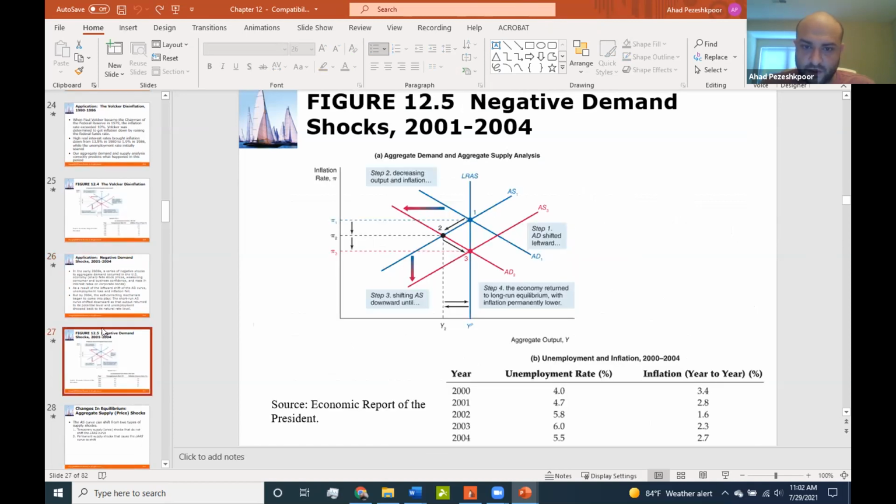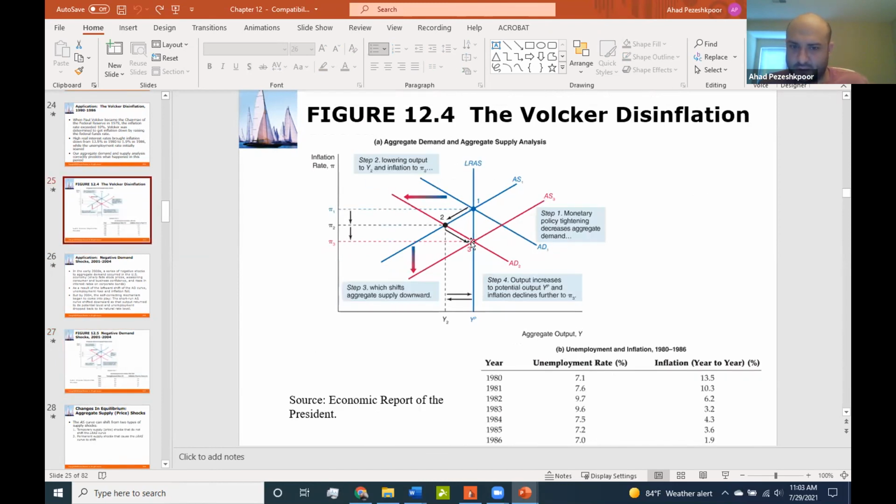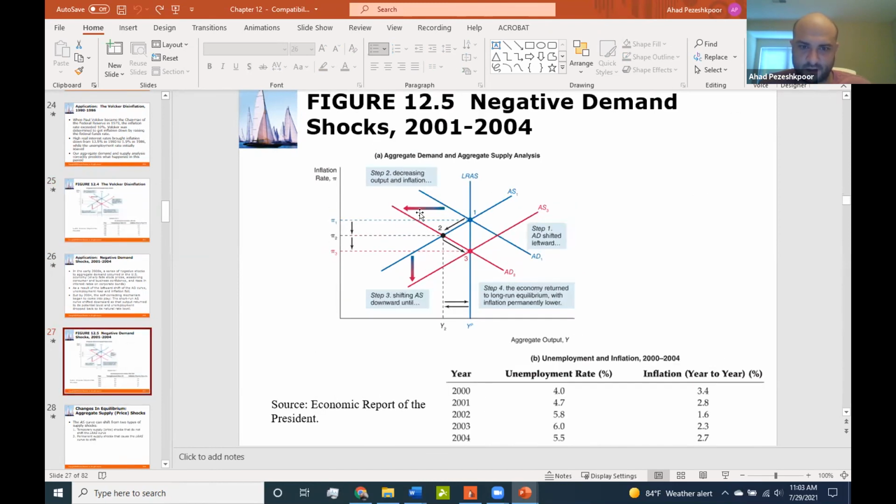So here you can see, something happened. We were here, then something bad happened. We arrived here because the aggregate demand curve shifted, then the aggregate supply curve responded, and we are here now. The same as before. Self-correcting mechanism. It's a negative demand shock.